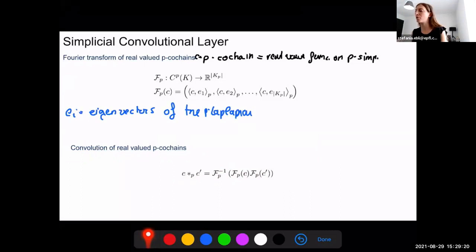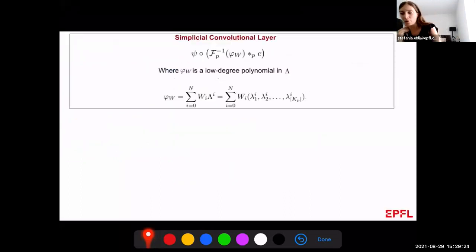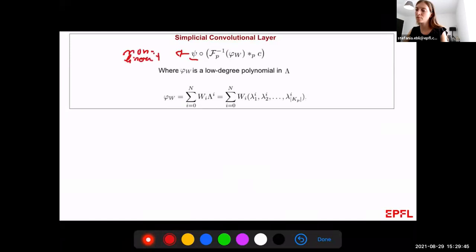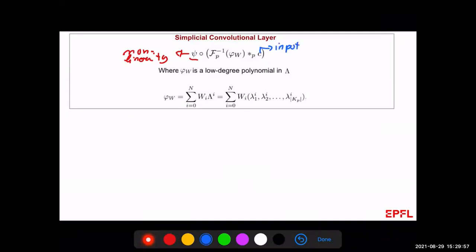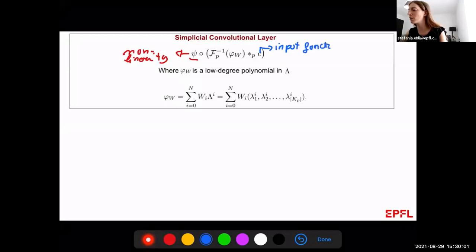Okay, now that we have the notion of Fourier transform for p-chains, we can finally define what a simplicial convolutional layer is. So a simplicial convolutional layer is given by this formula that I'm going to explain now. The composition with psi is just a nonlinearity, applied together with a convolution of C. What is C? C is our input function on the simplices. And what is f_{p-1} of phi omega? This is a low degree polynomial in the eigenvalues of the p-Laplacian.